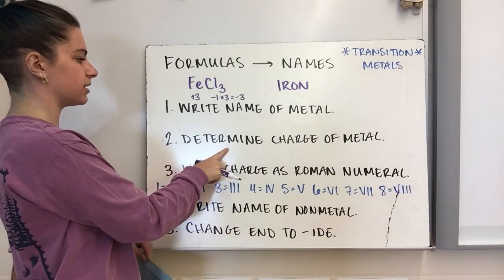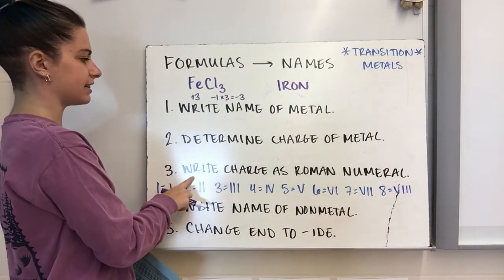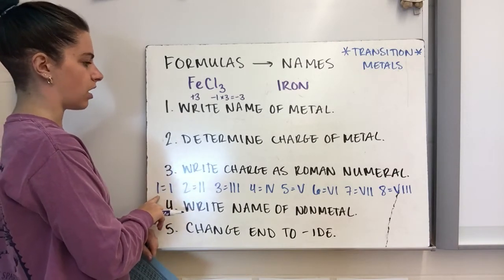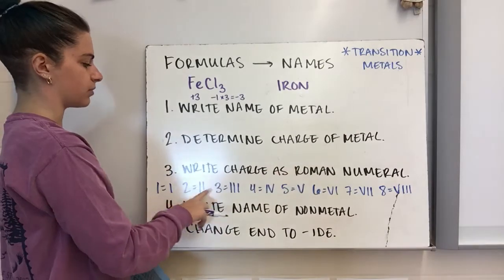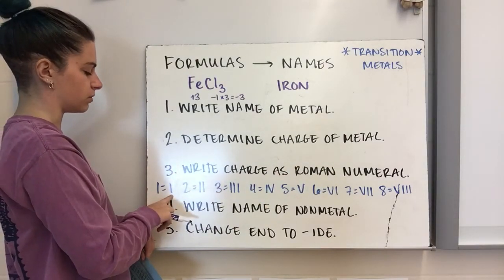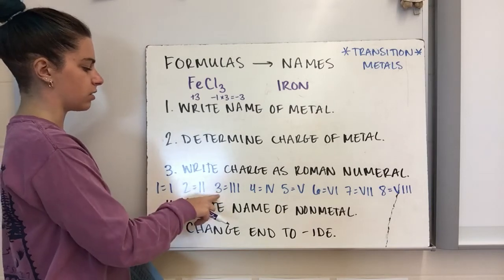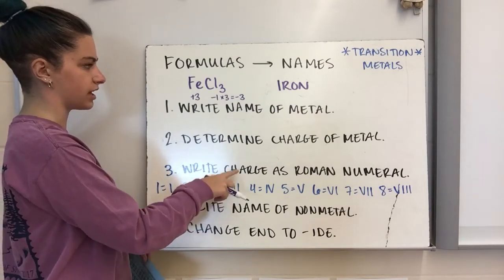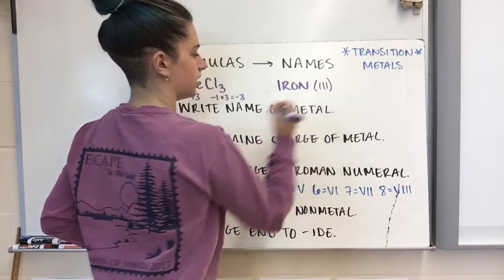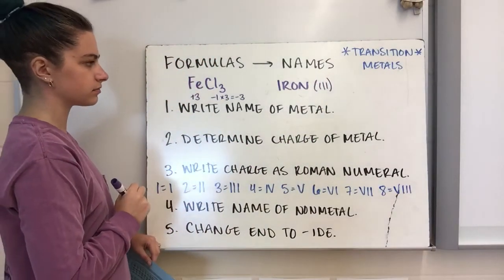Okay, so now that I've determined the charge of the metal, I need to write that charge as a Roman numeral. The Roman numerals that we're likely to use are 1 through 8, and I have them written here. So I have the regular number on the left side and then the Roman numeral on the right side. The Roman numeral for 3 is 3 vertical lines, and I'm going to write that Roman numeral in parentheses.